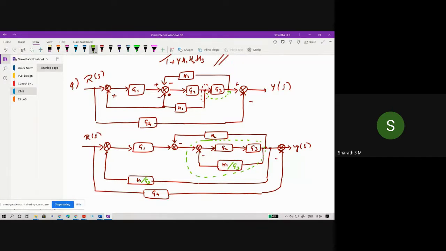Afterwards this H2, Ramya, H2 is acting as a feedback or forward path? Sir, feedback path. So H2 is acting as a feedback path. So once we perform the operation for this, write down the feedback equation with respect to H2, then make a series with G1 and write down the feedback equation, and then write down the forward direction. Write down the equations.